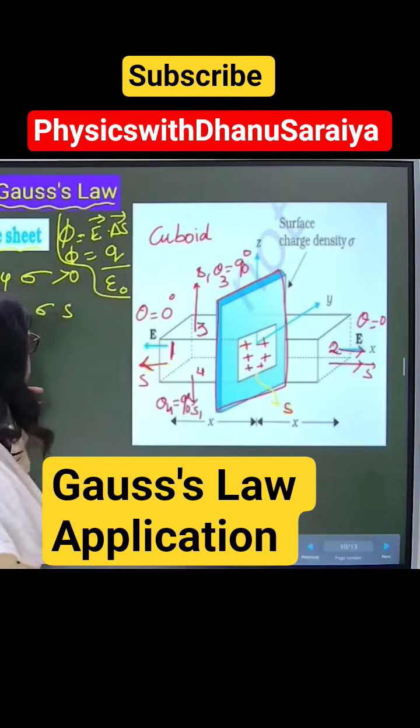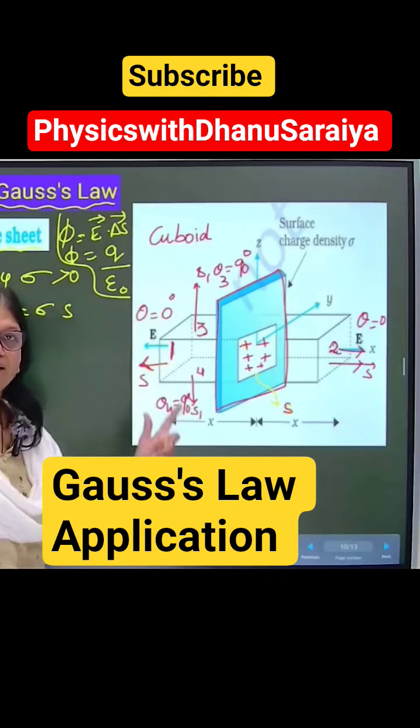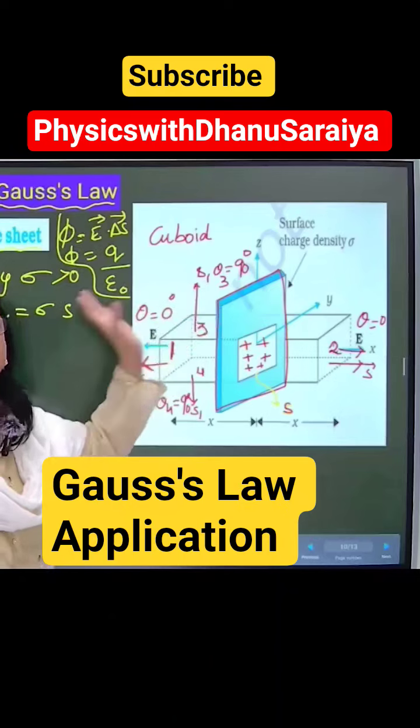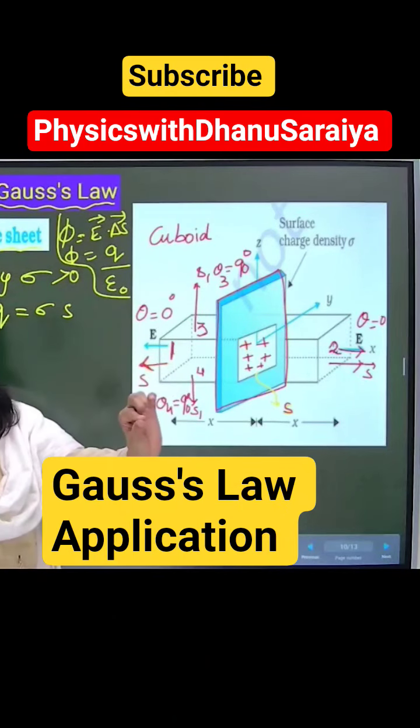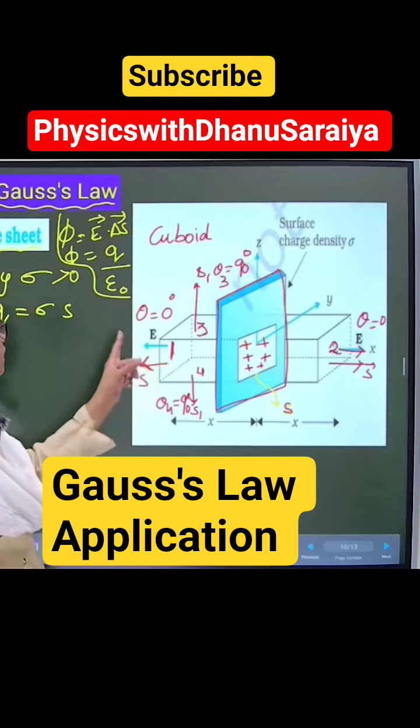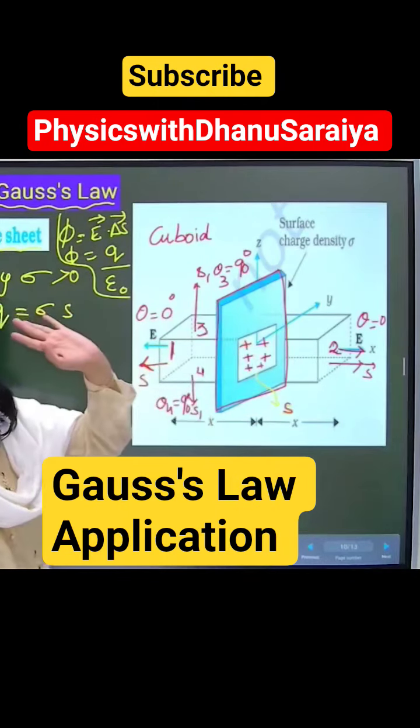Okay, cos 90 is 0, so we can avoid considering surfaces 3, 4, 5, 6, because all the angles between the electric field and the area element will be 90 degrees. So we will be left only with two surfaces, that is surface 1 and surface 2.